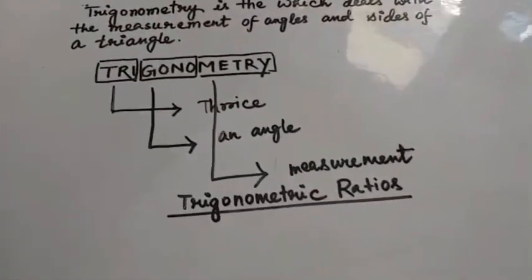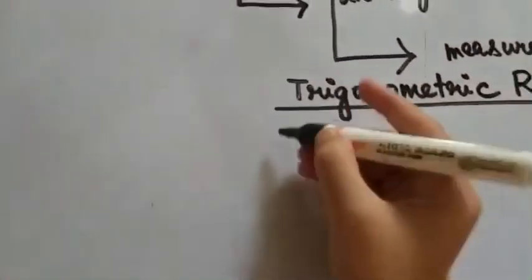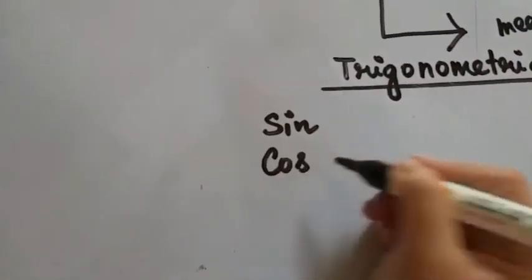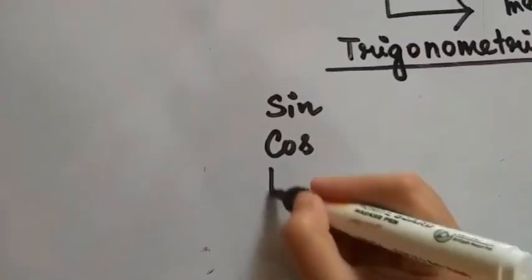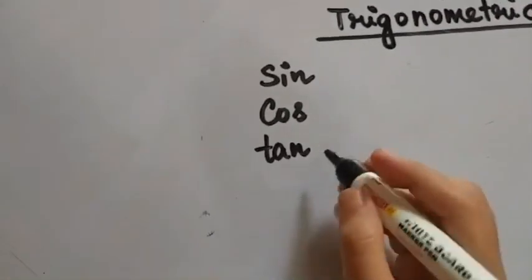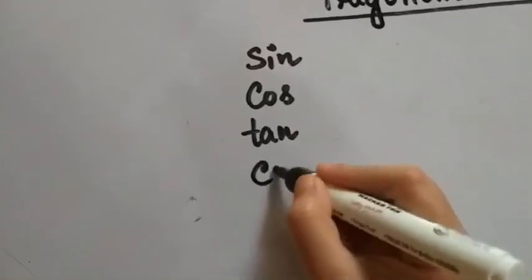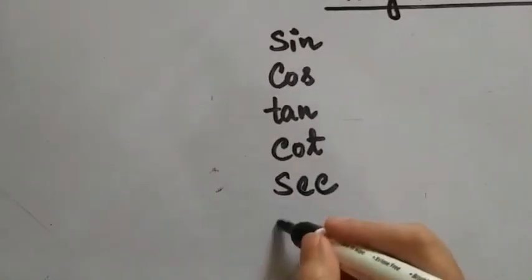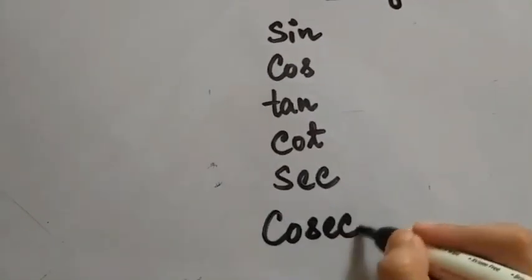What are the 6 ratios? I am showing: sine, cos, tan, cot, sec, and the 6th one is cosec. These are the 6 trigonometric ratios.